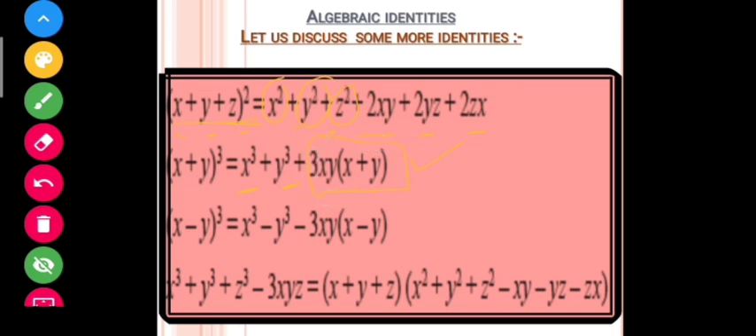In the next identity, I will just change the sign because I have to find the subtraction of both the variables and then their cube.